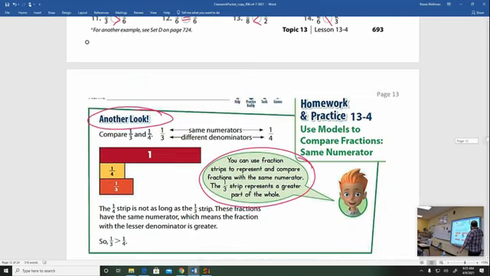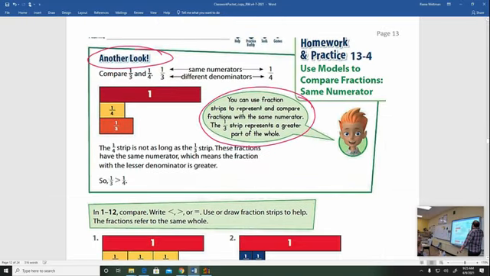Now let's take a look at this one. So again, in the another look section, it's just a reminder, but you really do need to read these because it is helpful. And I noticed some of you are still a little bit confused on what the denominator and the numerator stand for. Okay? It's really important to remember what those are because those are the basis of everything in fractions. So, when you're comparing, we're looking here at these. These have the same numerator. 1/3 and 1/4. They've got the same numerator. It's one on top.